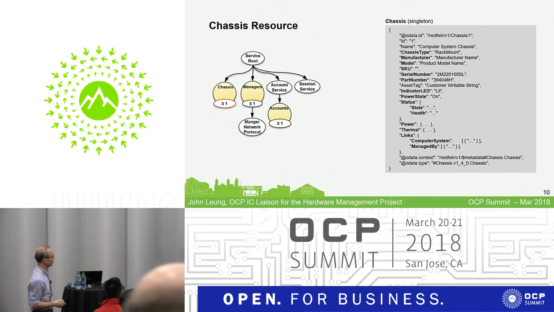Yeah, so that's chassis resource. If you noticed, the chassis resource has links, so it will link to the other resources. So chassis, there's usually a computer system hosted on it, and there's a BMC that manages it. So you can traverse from one resource to another. It's fully hyperlinked, like RESTful should be.